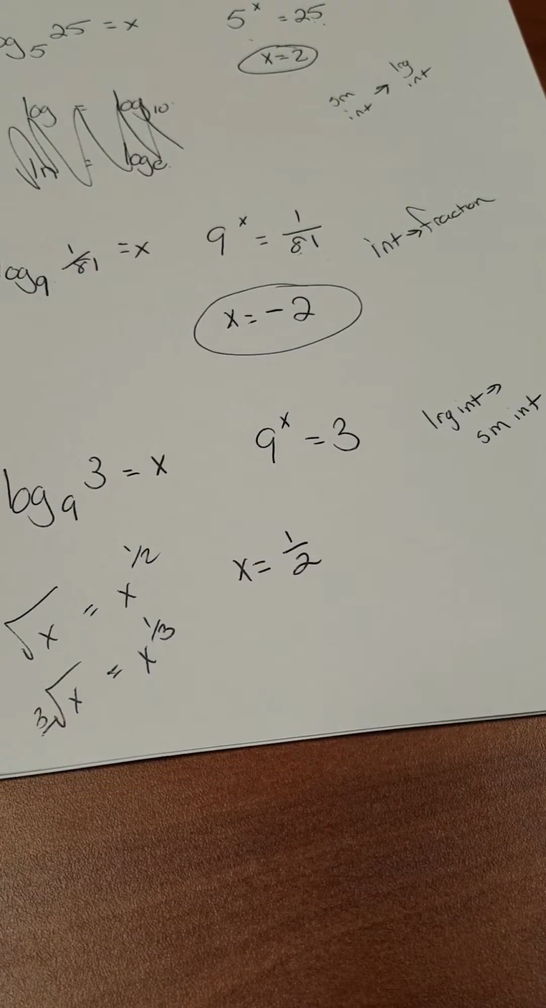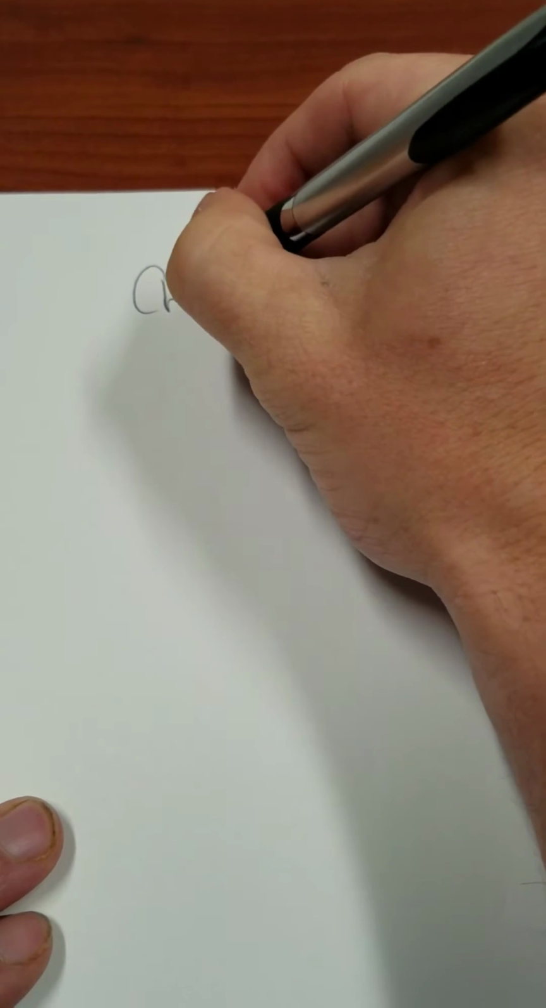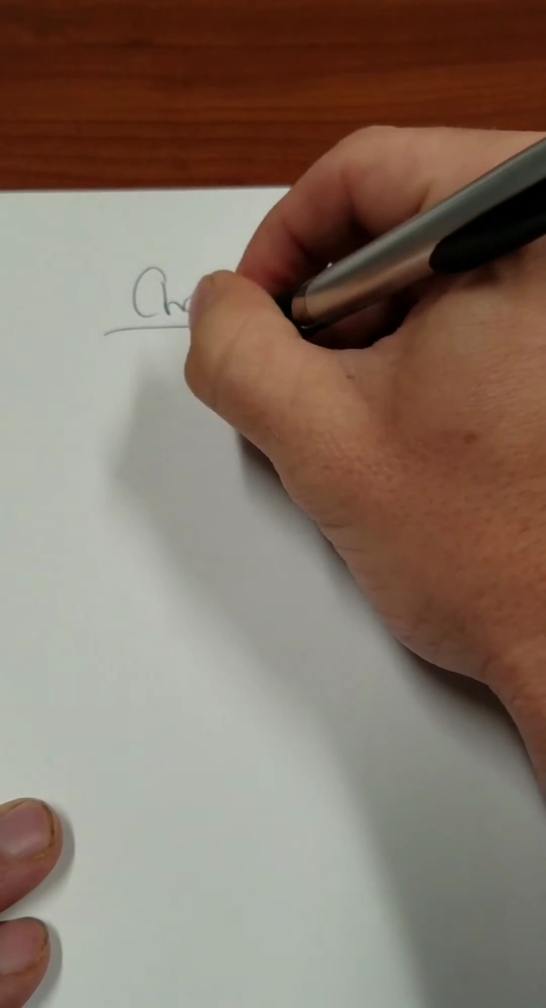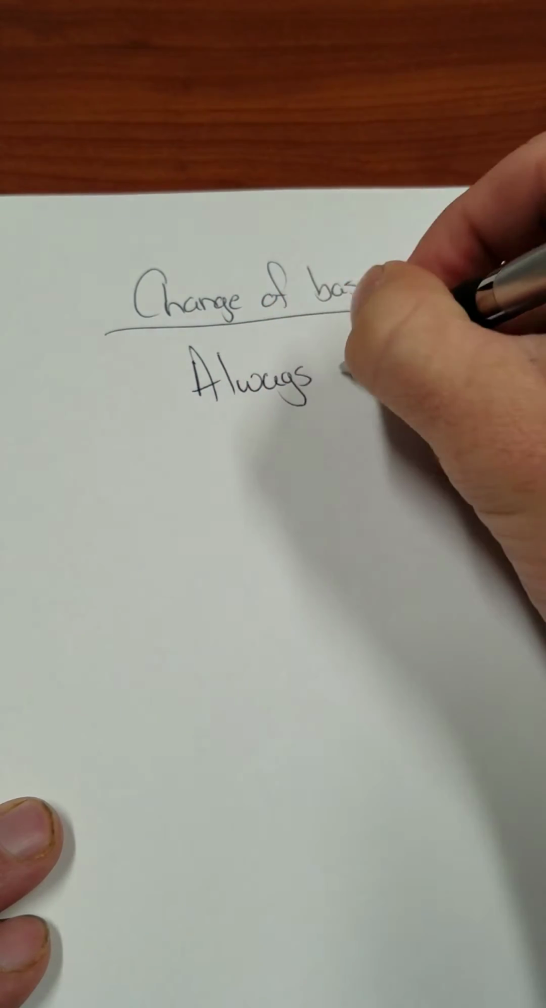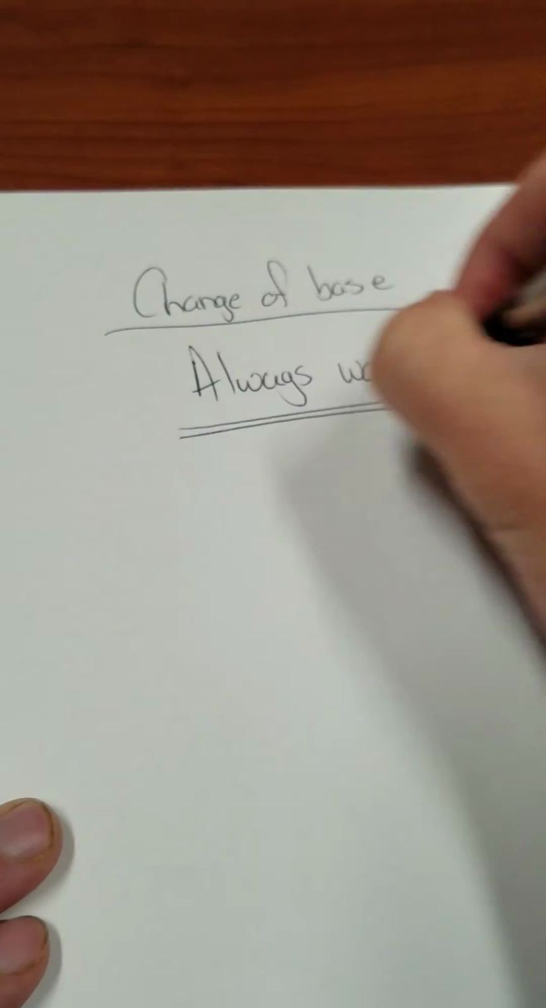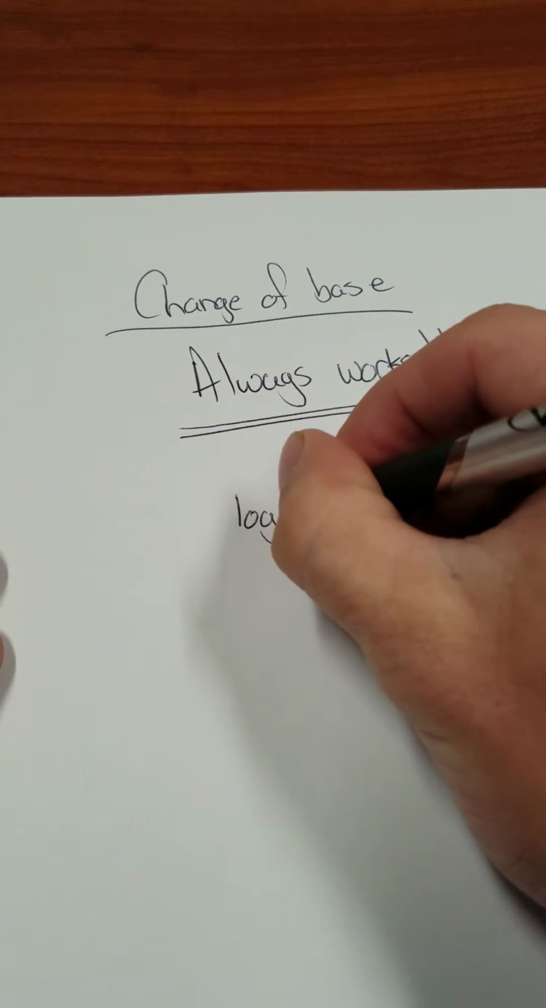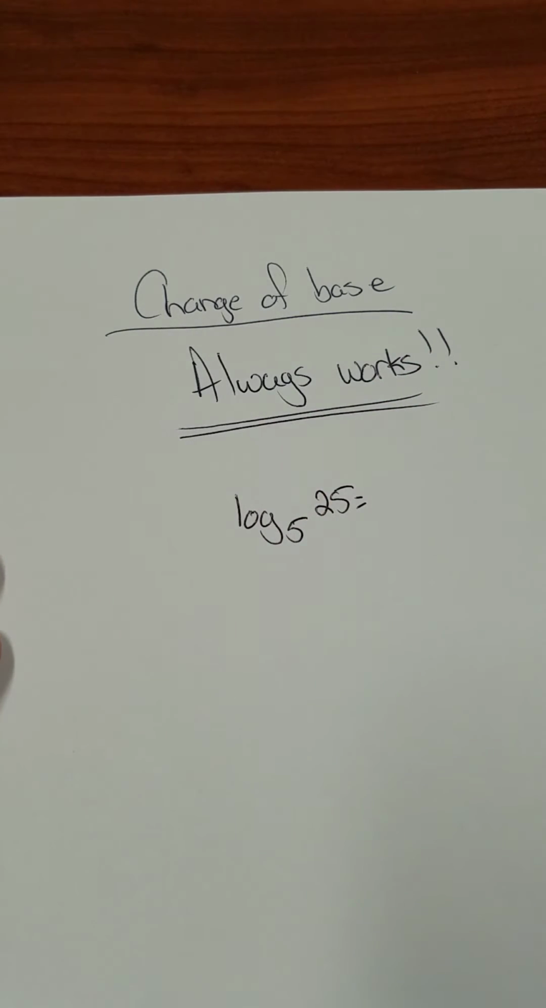Now, I know that was a lot of confusing rules to go on. So there's an easier way of doing this, and this is called change of base. This always works, okay? Always works. The methods that I showed you over there only work some of the times. This always works. So let's say we have log base 5 of 25. The way I showed you is rewrite it as an exponential and try to solve.